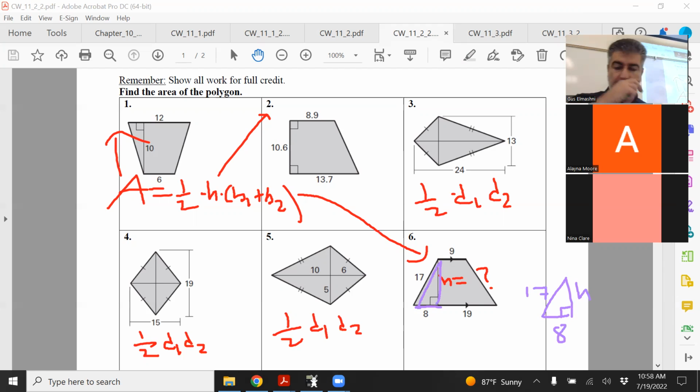Talk to each other, call me over if you're stuck. Then you've got some algebra problems that follow and some word problems. We'll spend maybe about 8 to 10 minutes. Shouldn't take too long. Number 5, it's 1/2 and what? D1, D2.